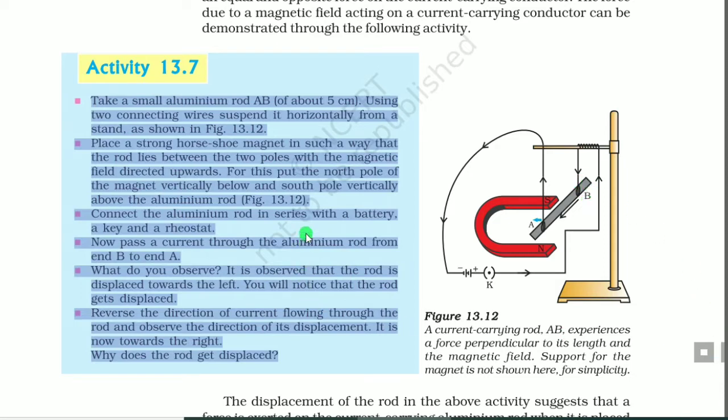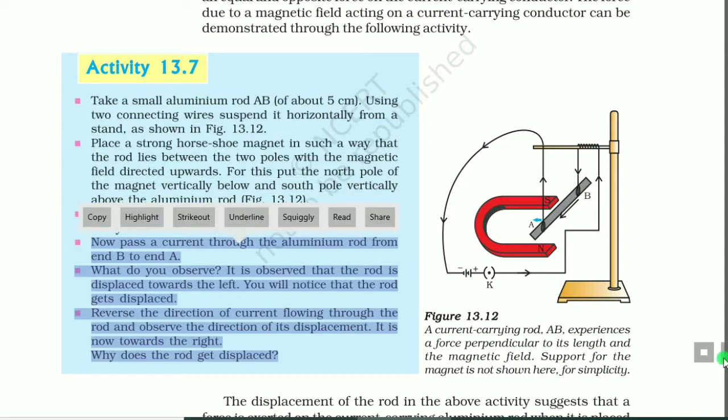Fig. 13.12. Connect the aluminium rod in series with a battery, a key and a rheostat. Now pass a current through the aluminium rod from end B to end A. What do you observe? It is observed that the rod is displaced towards the left. You will notice that the rod gets displaced. Why it is displaced towards the left, and in which direction it will be displaced, we will learn after some time.